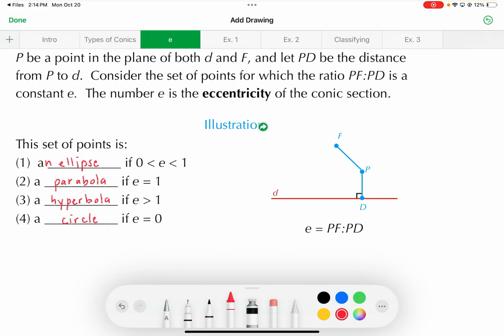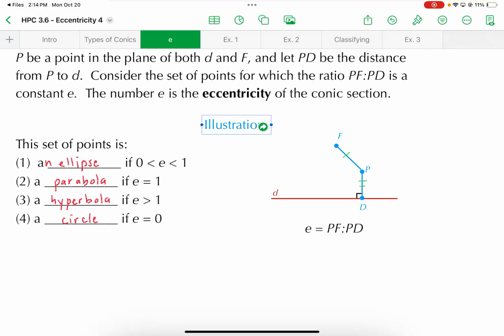So I kind of have this pictured over here for us. We've got the focus point, we have the directrix line, and then we just got a random point P in the plane. So what we're doing is we're trying to find these two distances and come up with that ratio. It's always PF to PD, okay? Now I'm going to illustrate each of these scenarios dynamically.